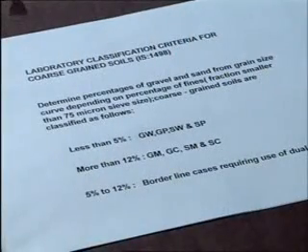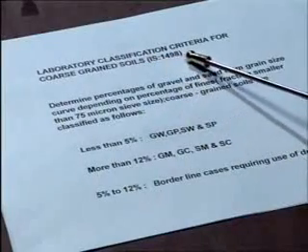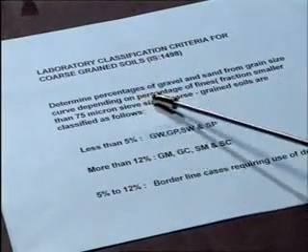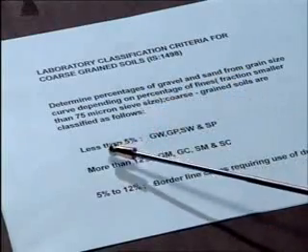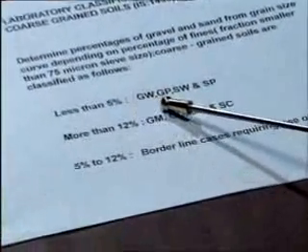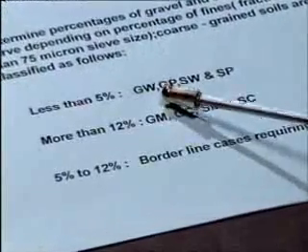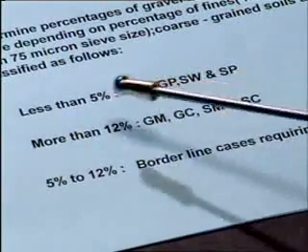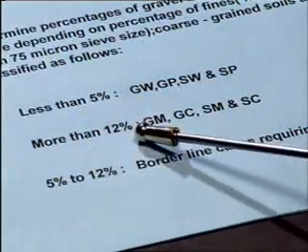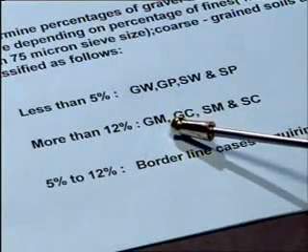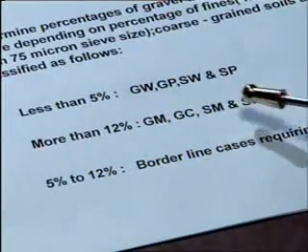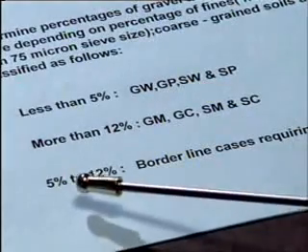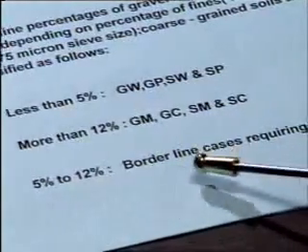Now for classification of soil, we refer to the table given in IS code 1498. Determine percentage of fines. If it is less than 5%, then classification of soil will be GW, GP, SW and SP. And if percentage of fines is more than 12%, then it will be GM, GC, SM and SC. And if it is between 5 to 12%, then these are borderline cases and will require dual symbols.